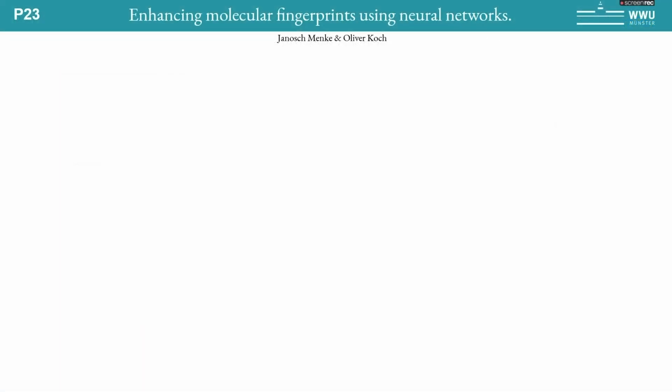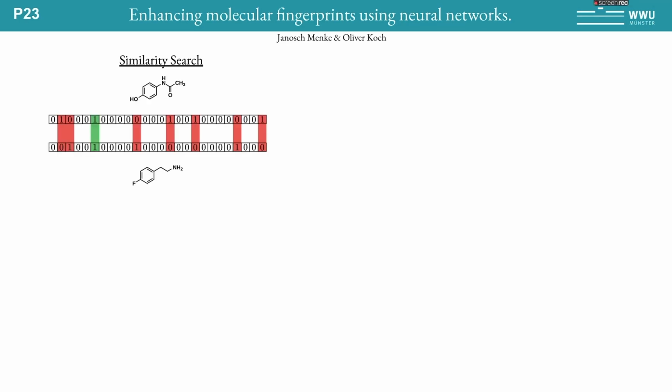Hi guys, today I'm going to talk about my work on enhancing molecular fingerprints using neural networks. Molecular fingerprints are used in similarity search to identify new molecules with desired properties. The issue is that fingerprints are static in that they do not change across different chemical domains or tasks. However, task or domain-specific information can be crucial for a successful similarity search.